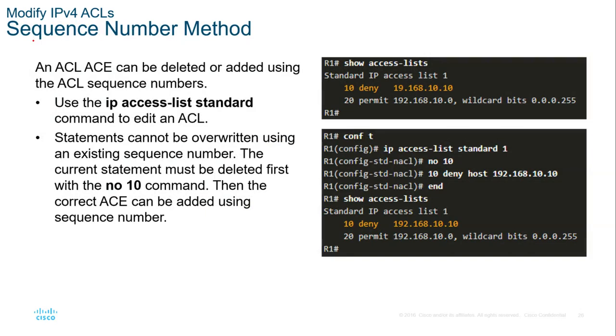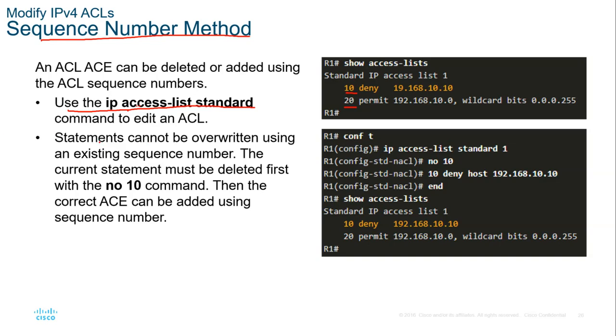Then the other one, after the text editor, is the sequence number method. When you look at this, we have sequence 10, 20. We can use this if you use ip access-list standard. This one here is named, because this command is for named lists, whereas the other one is access-list followed by a number.